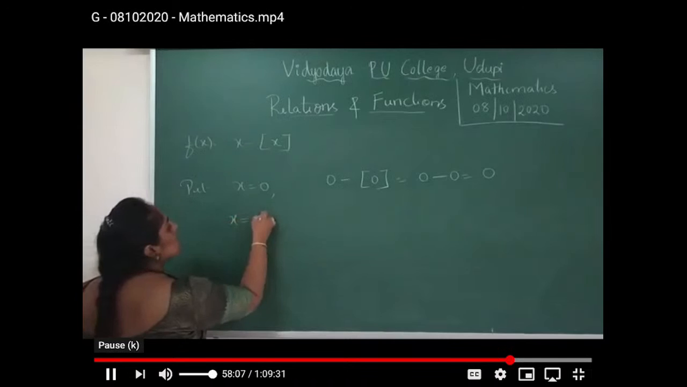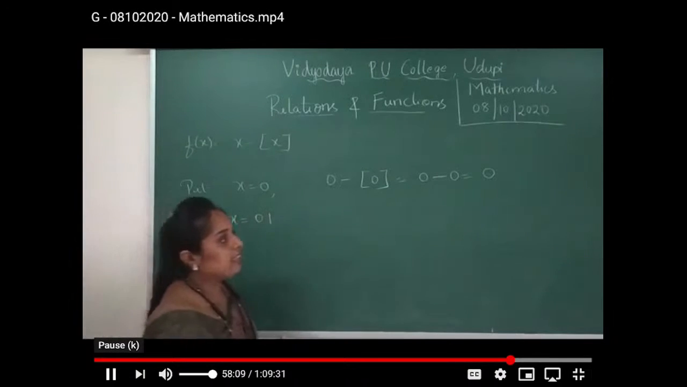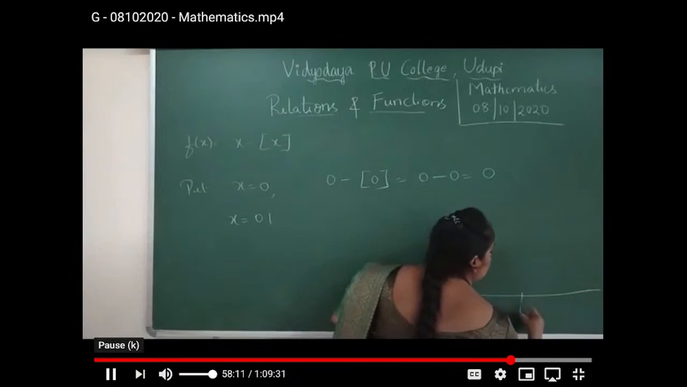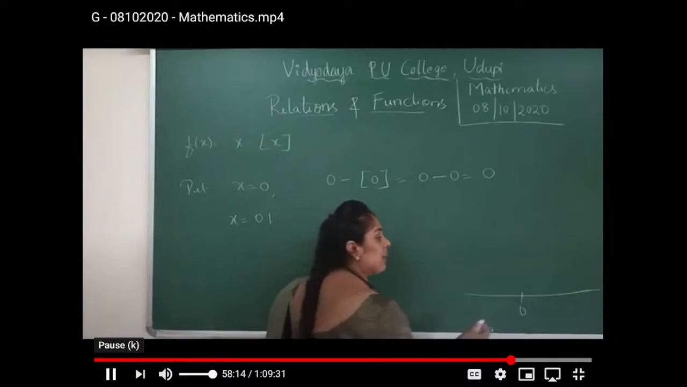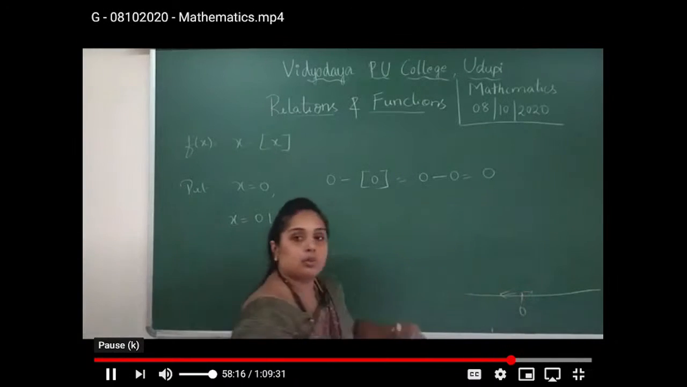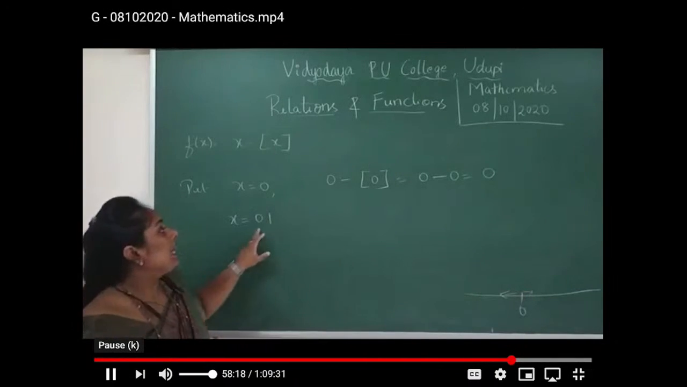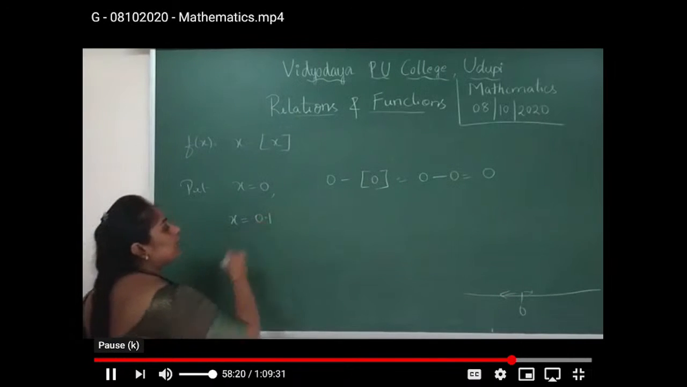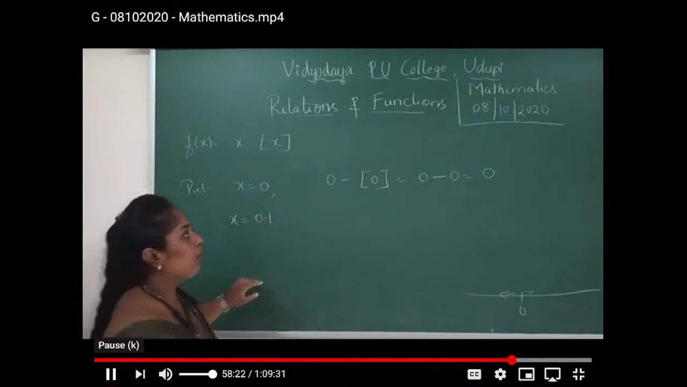In case I put 0.1, let us check on the number line. Okay? On the number line, I have put 0. I will put some values to the right side and towards the left side of that 0. In case I put 0.1, what will I get if I put 0.1?